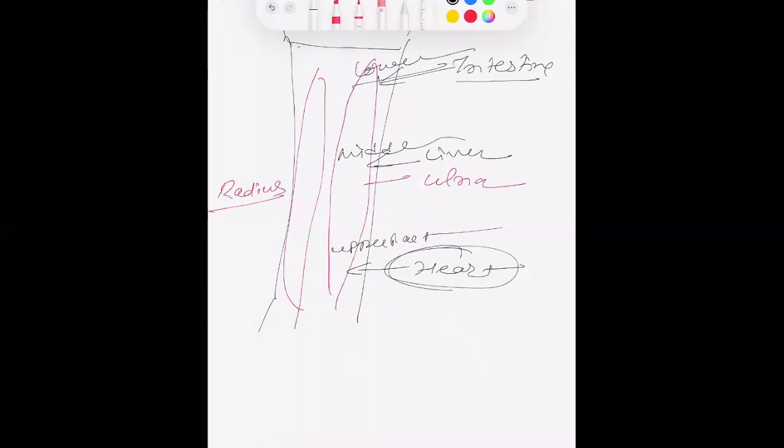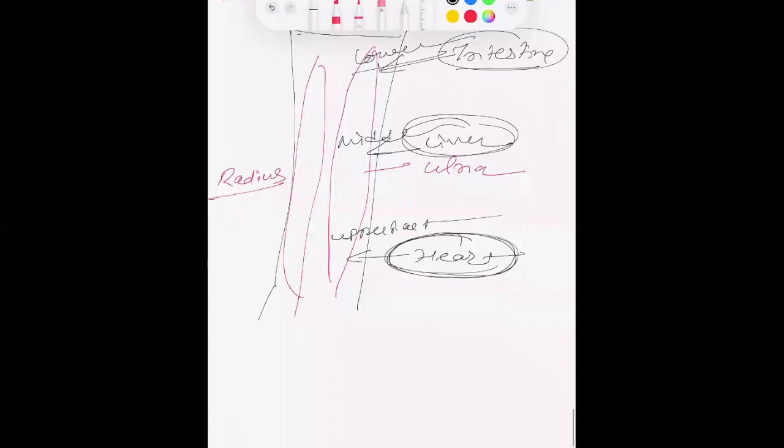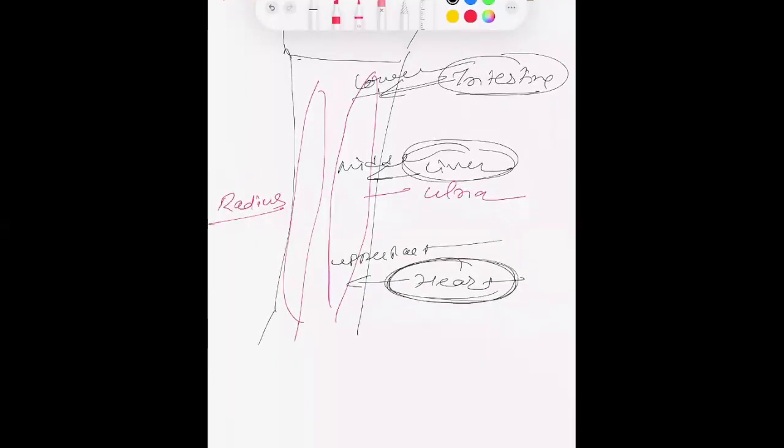So in the upper area, we can choose the heart point. In the middle part, we can choose the liver point. In the lower part, we can choose the intestine point. So the location, everything is fixed. But when we want to go in the depth of the subject, then we should have the knowledge of the concept of why this point has been taken here.